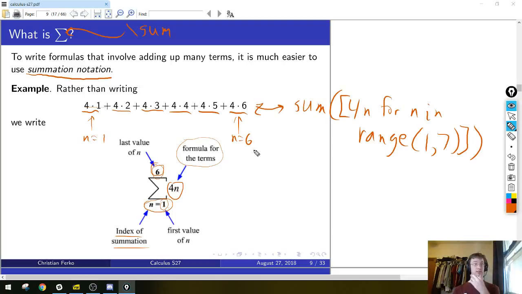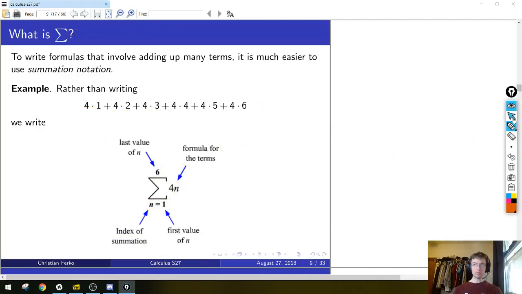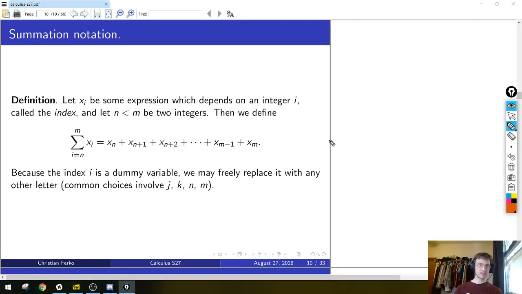Good. Questions on this? I have no questions. Okay. Hopefully it's clear why this is an Algebra 2 topic, 'cause it's not rocket science. Okay. Let me be a little more general. So here's the general definition.